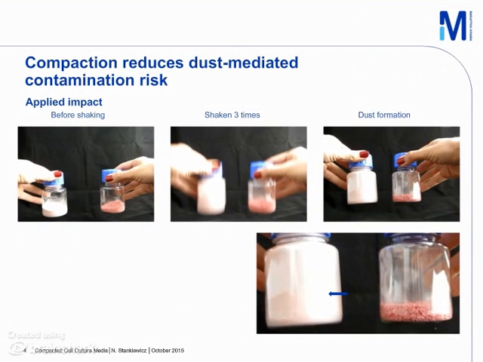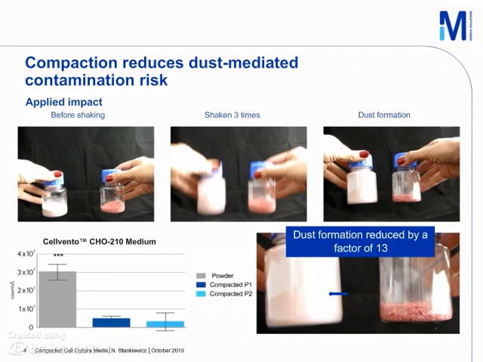Having the bottom line of the powder marked by the arrow, you can see the heavy dust formation in the headspace. By contrast, for the compacted medium, we see much clearer headspace above the bottom line of the product, indicating reduced dust formation. We have also analyzed this effect with a spectrophotometer, quantifying particles below 34 micrometers in 1 liter of air. The data shown on the graph indicates that we see a 13-fold dust reduction when comparing powder and compacted media.